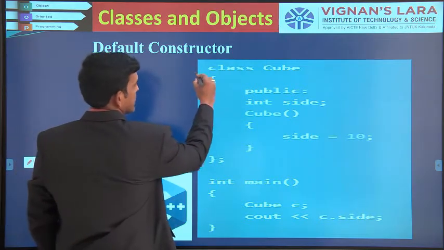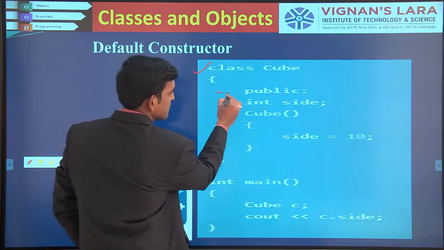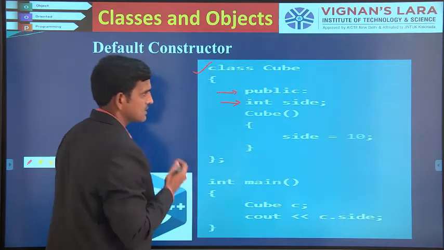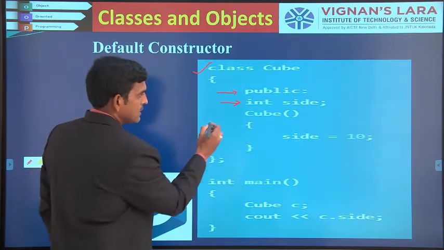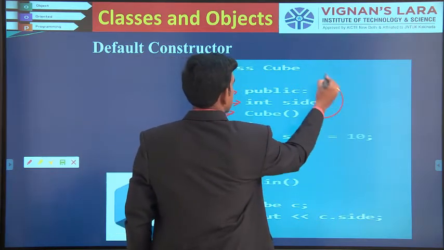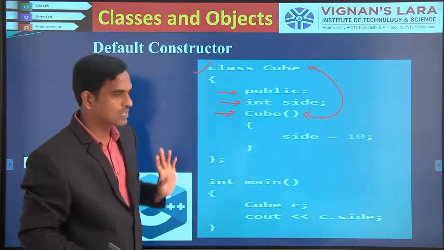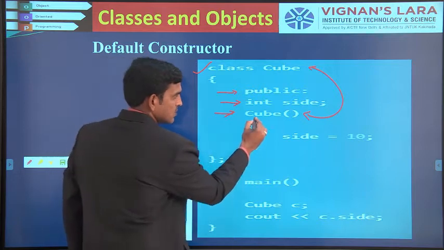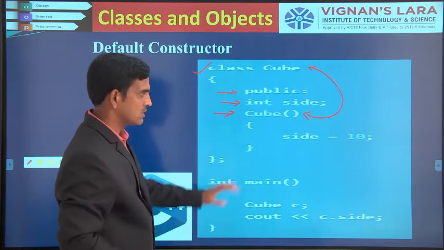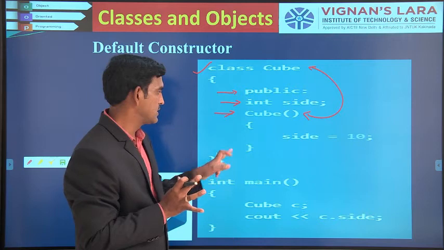So I have taken a class cube. Inside the class cube, I have taken public members. Next, I have declared one public variable, side. Next, I have defined one constructor. I think you remember the difference between a constructor and other functions: a constructor has the same name as your class. Inside that, I have written side equals 10. So this is object initialization, that is, I am just initializing the side value as 10.